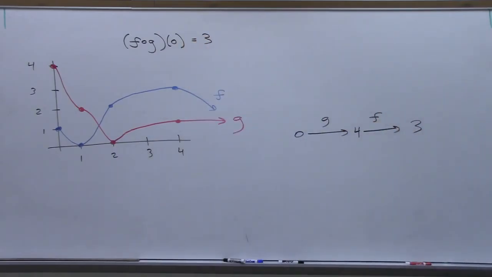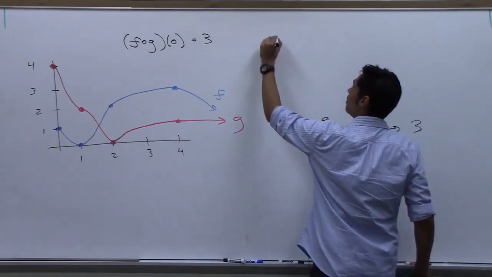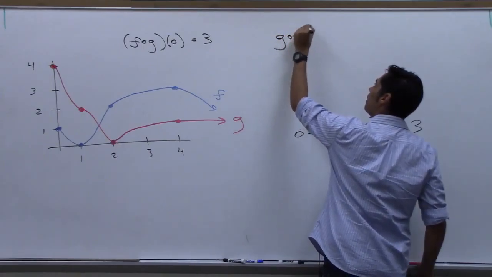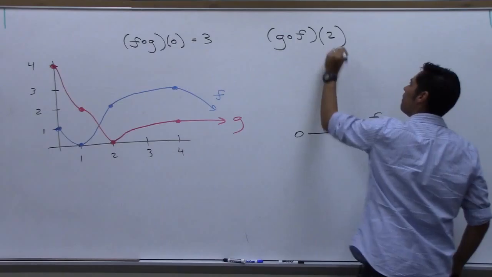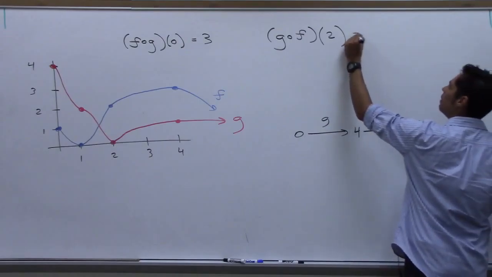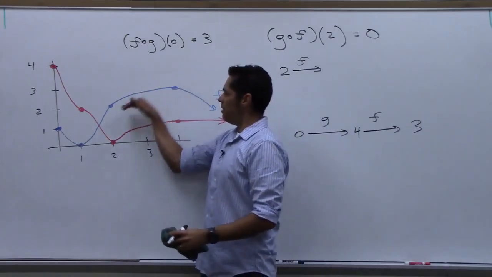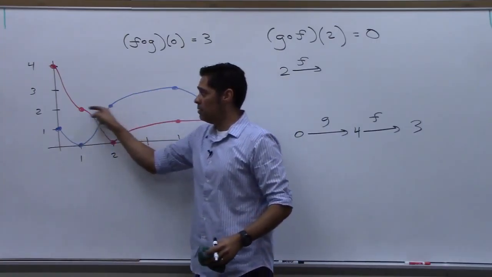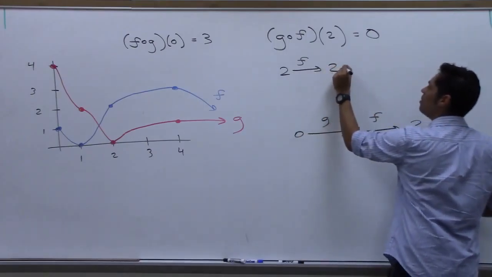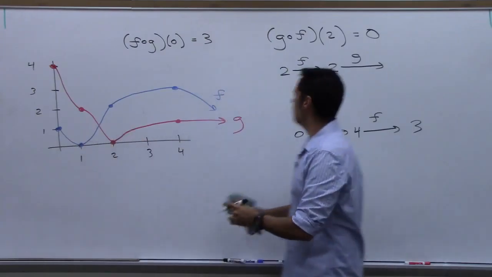Now let me see if I can do another one. How about g of f of 2? 0. So what happened there? 2 went into f first. Here's f: 2 goes into f, it spits out 2. That answer, 2, goes into g. When you plug 2 into g, you get 0.